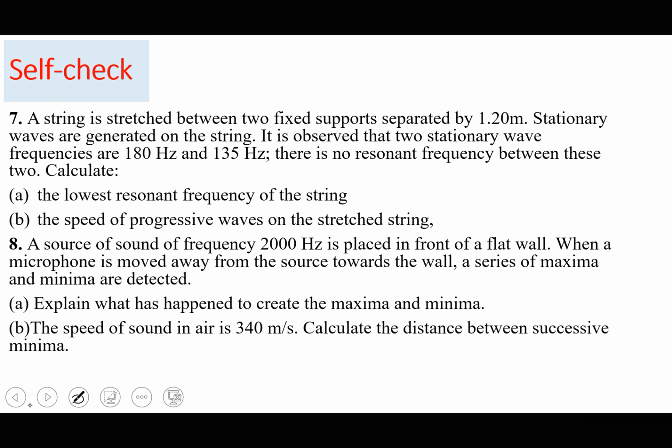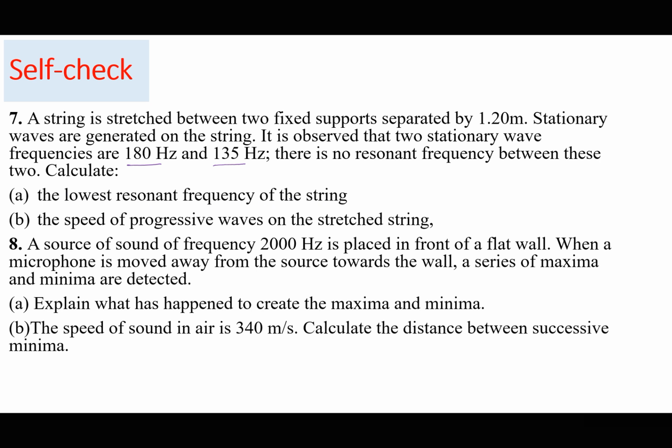A string is stretched between two fixed supports 1.2 meters apart. Stationary waves are generated on the string. It is observed that two stationary wave frequencies are 180 and 135. There is no resonant frequency between these two, which means these two are consecutive, one after the other. Calculate the lowest resonant frequency.